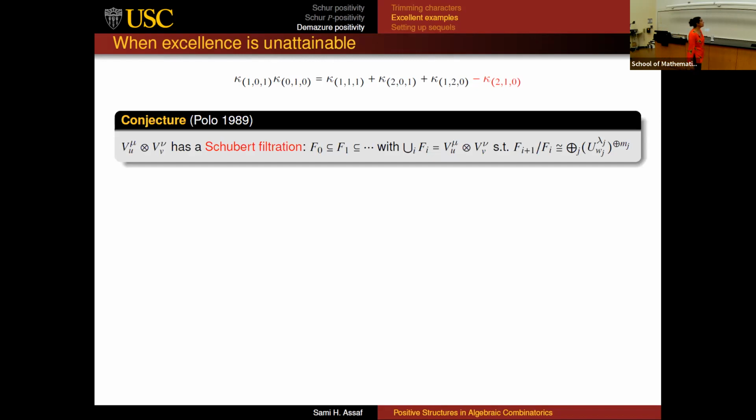So Polo conjectured that when you tensor 2 Dimitrov characters, you get a Schubert filtration. It looks exactly the same, but here I changed from V to U. This is a minimal relative Schubert module. It's a submodule of the Dimitrov modules. So there is something to look for from the representation theory, but how do we understand that? How can we come at that?